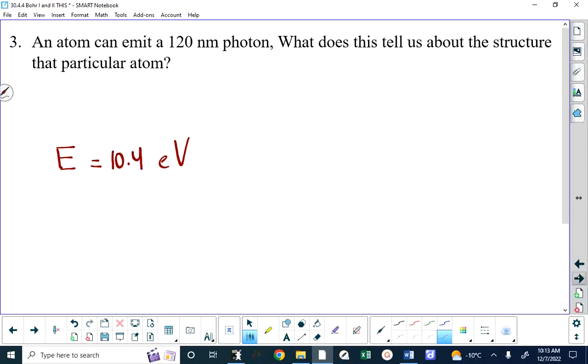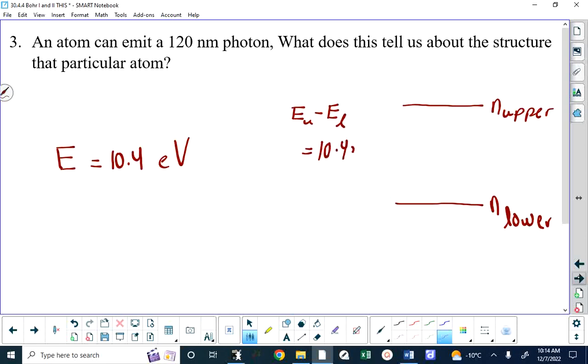What does this tell us about the structure of the atom? Somewhere there is a lower energy level and an upper energy level where E upper minus E lower has to equal 10.4 eV. Are there other energy levels in the atom? Of course. I mean, there might be energy levels here and up here. There might be one in here.